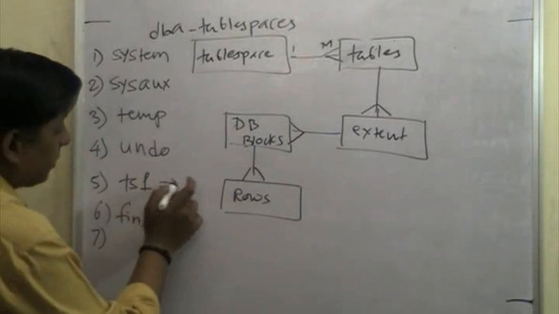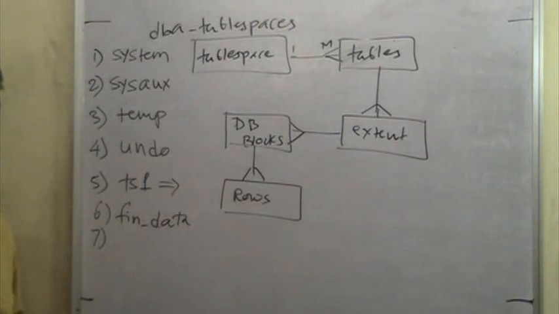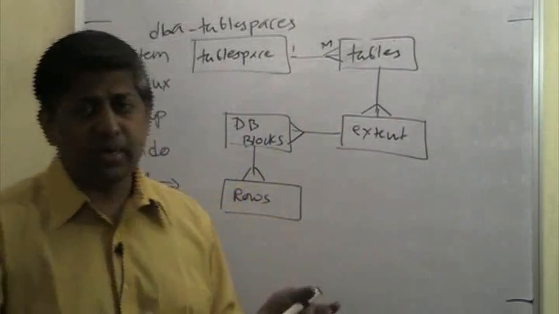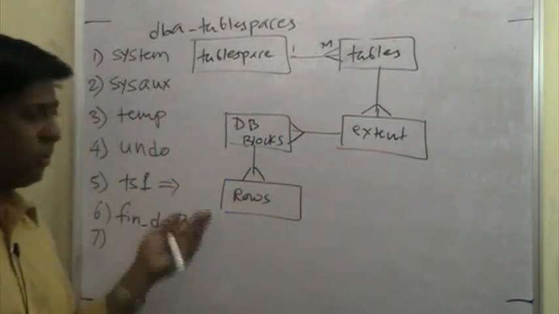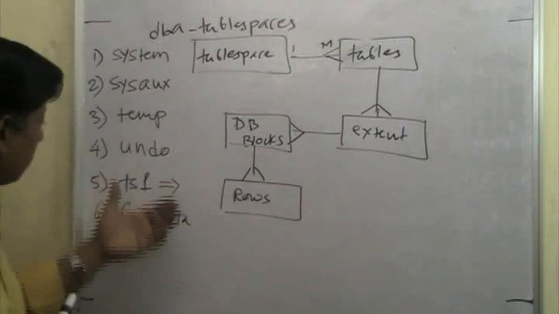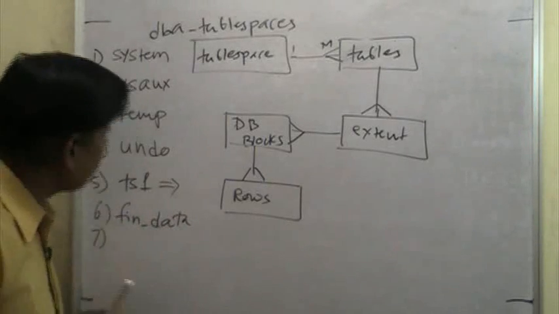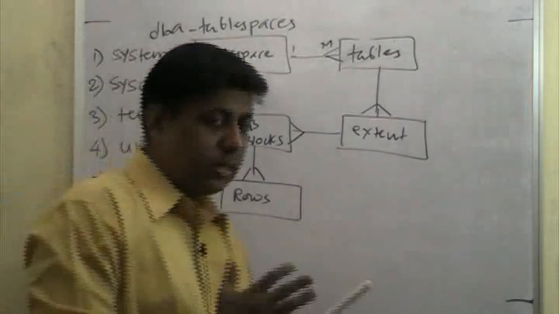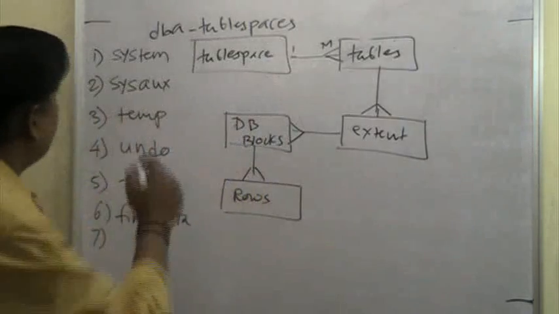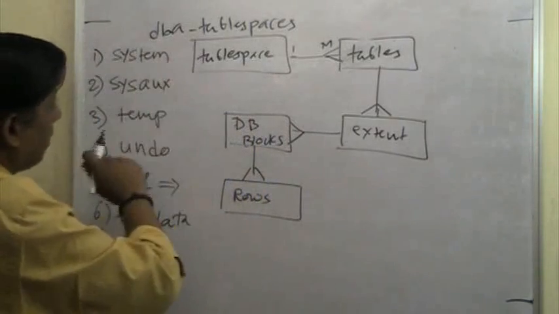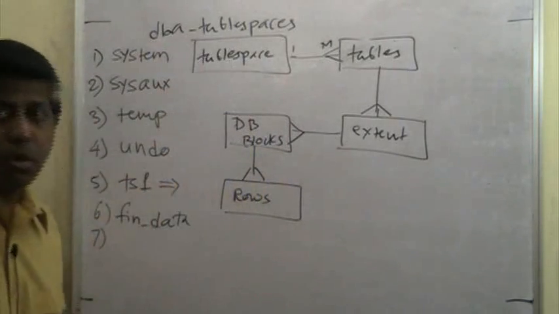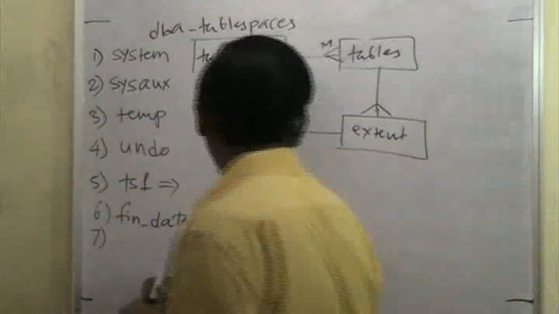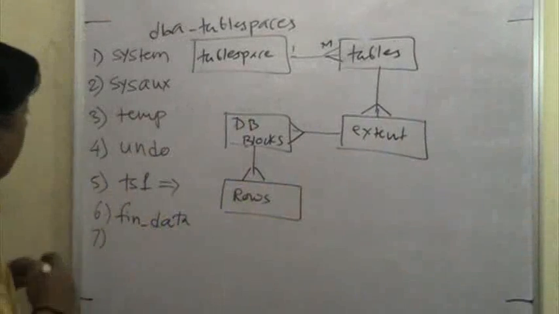What would be the sizes of these? I have to decide based on the size of the tables that I'm going to create. If I'm going to create only one huge table of 100 megabyte size, then I create a TS1 with 100 megabyte size. That is something that I decide. But Oracle requires certain minimum sizes for the system and the SYSAUX table spaces, and those change based on your Oracle version.